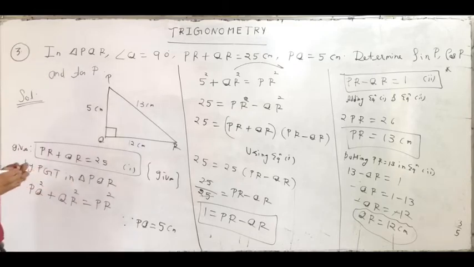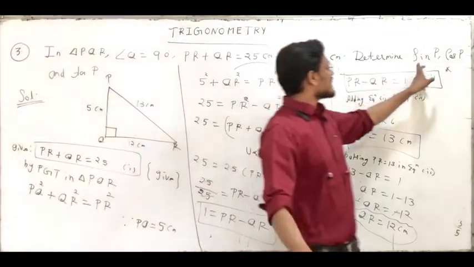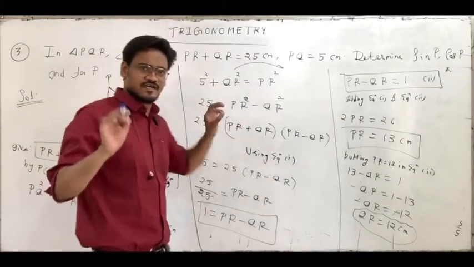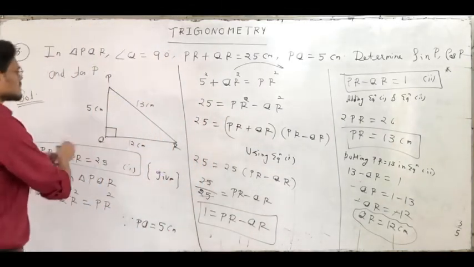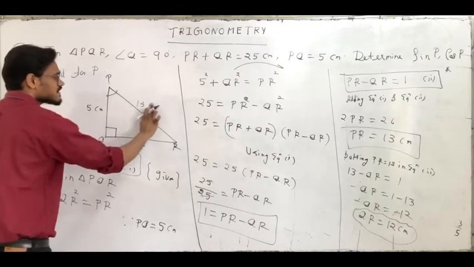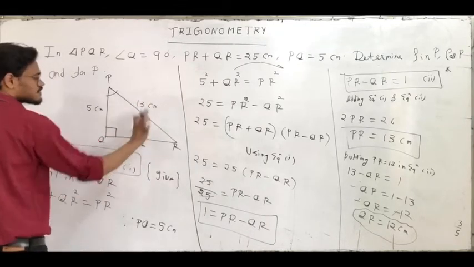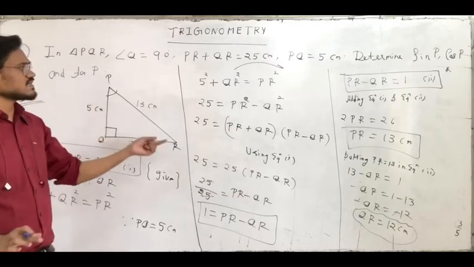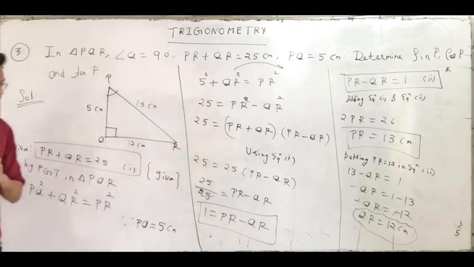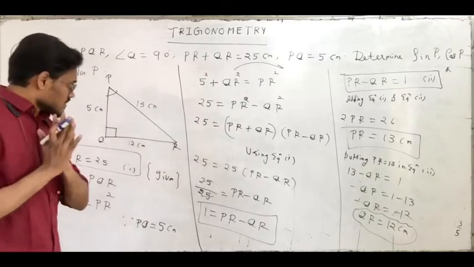Now what we have to find? We have to find sin P, cos P and tan P. You will find it. Okay, it's your work. Sin P is gonna be your perpendicular upon hypotenuse. Okay, it's centimeter. Perpendicular upon hypotenuse. So sin P is 12 by 13, and similarly you will find cos P and tan P. Okay, leaving that on your side. Note it down.